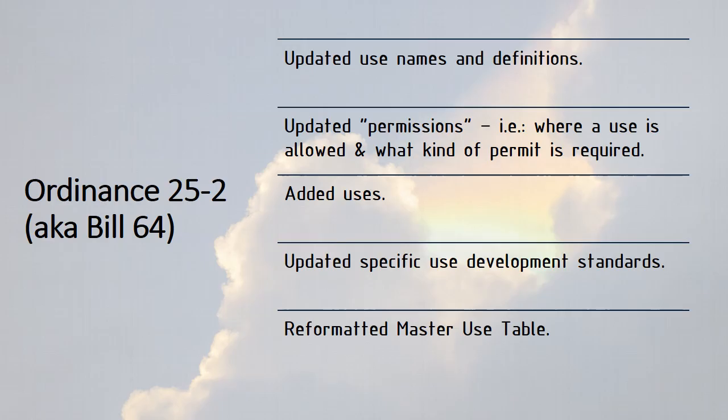Ordinance 25-2, also known as Bill 64, updated use names and definitions, updated permissions, where a use is allowed and what kind of permit is required, added uses, updated specific use development standards, and reformatted the master use table. Our topic today is commercial uses.